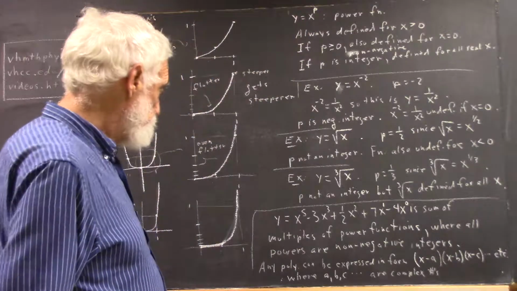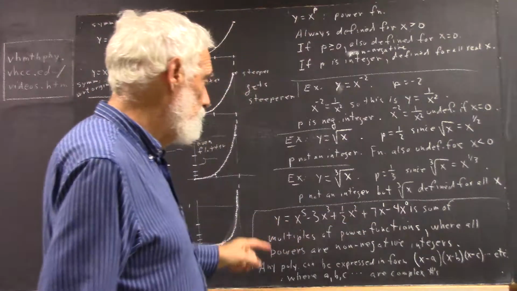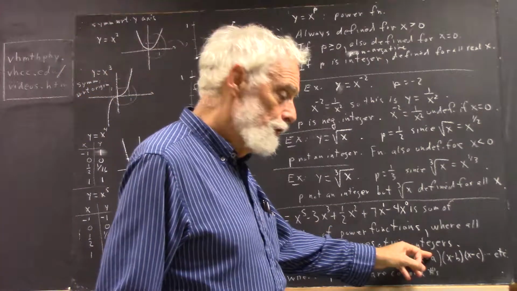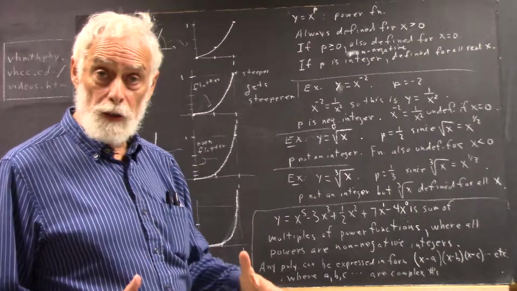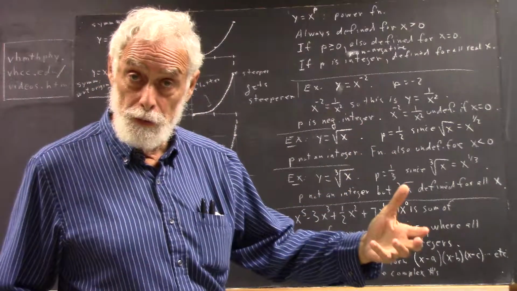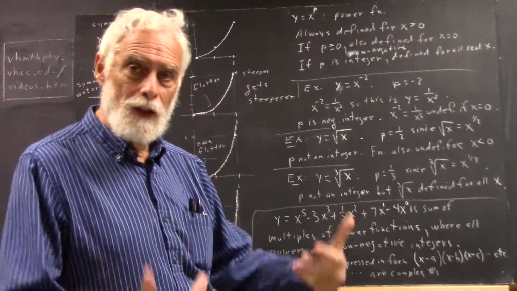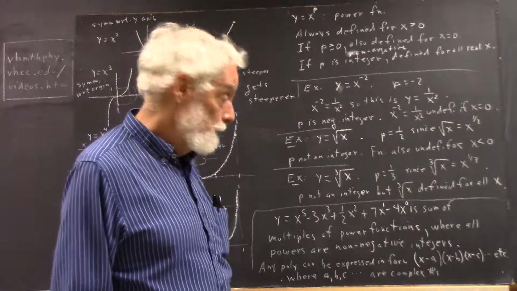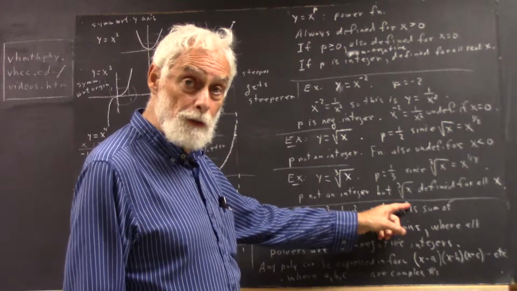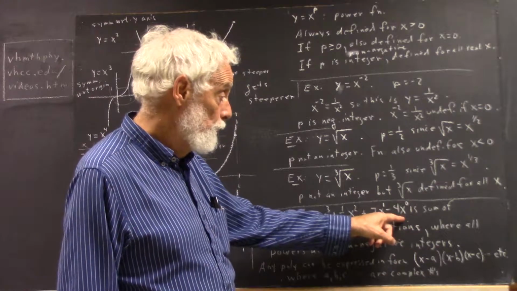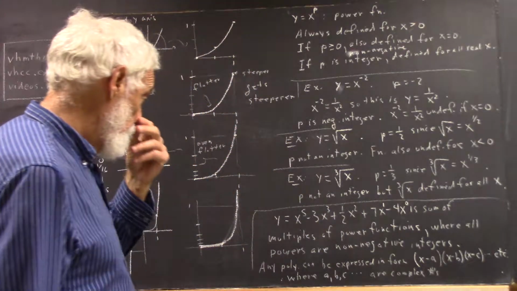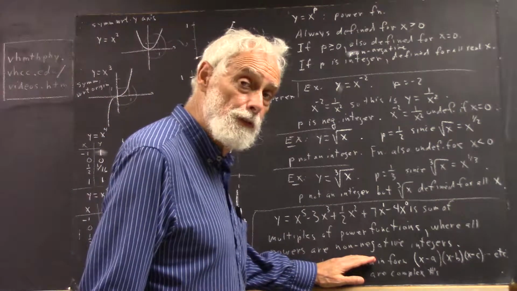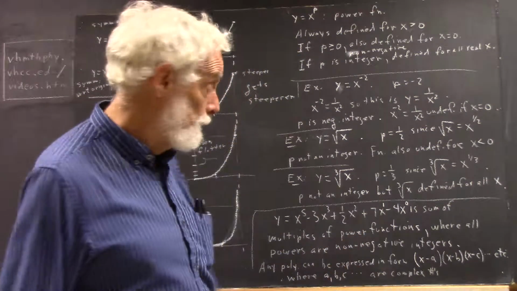Okay, well, this then is a sum of multiples of power functions where all the powers are non-negative integers. You don't have any x to the 1/2, you don't have any x to the negative 2. Nothing negative, nothing but non-negative integers. And I say non-negative instead of positive because, of course, 0 is one of your non-negative integers, and we will need x to the 0. So that's just an example of a polynomial, and that's how we define a polynomial. That's what we mean by a polynomial.